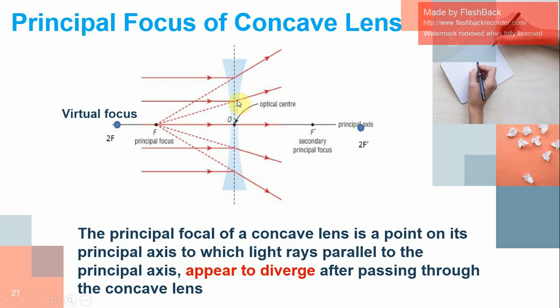In the same situation, when light comes from right to left, the imaginary focal point is the secondary principal focus, F dash or F2. This is a virtual focus in these cases. If the light comes from right to left, this is the virtual focus.